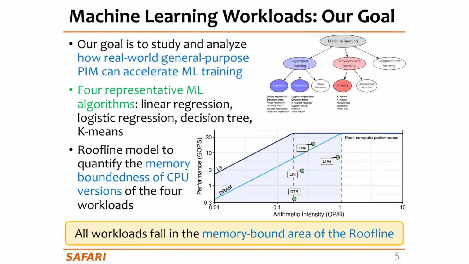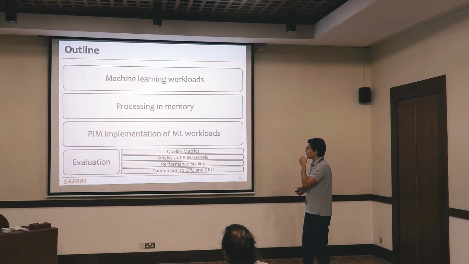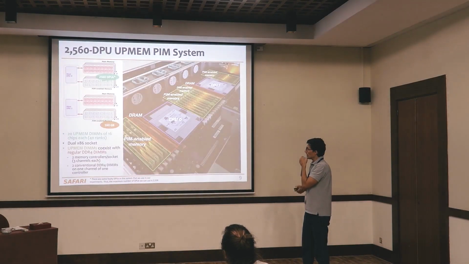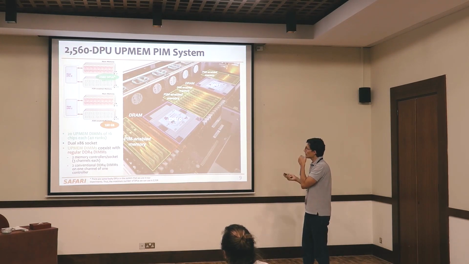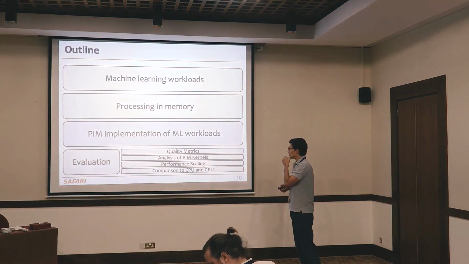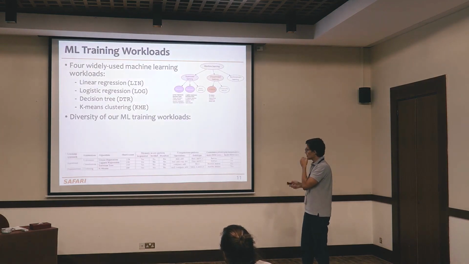Our goal in this study is to analyze and evaluate how promising processing-in-memory systems can be to accelerate machine learning training. We target these machine learning algorithms: linear regression, logistic regression, decision tree, and k-means. They all are memory bound according to the roofline model. We have talked a lot about the UPMEM PIM system. This is the one that we have used in this work. So let's talk about the PIM implementation of linear regression and logistic regression.